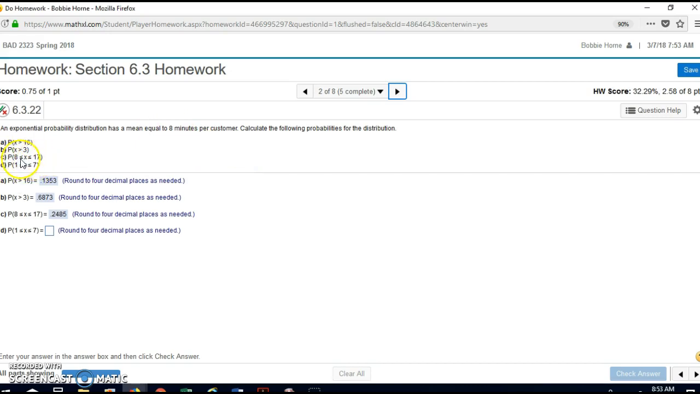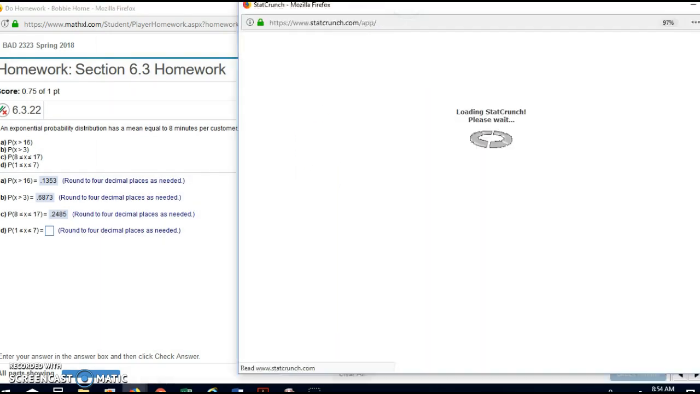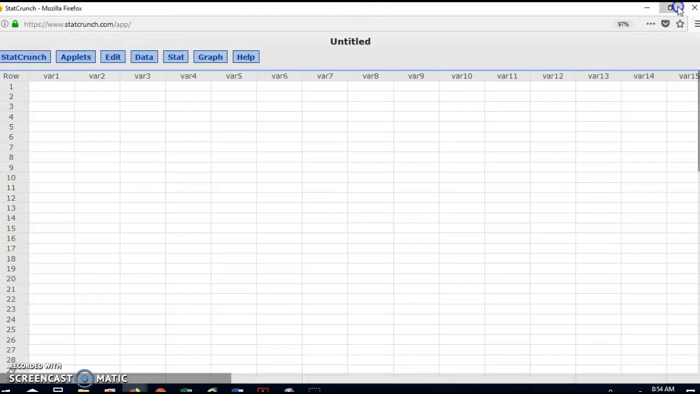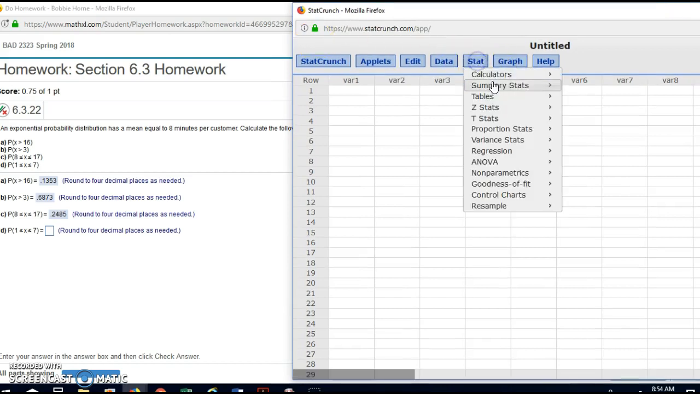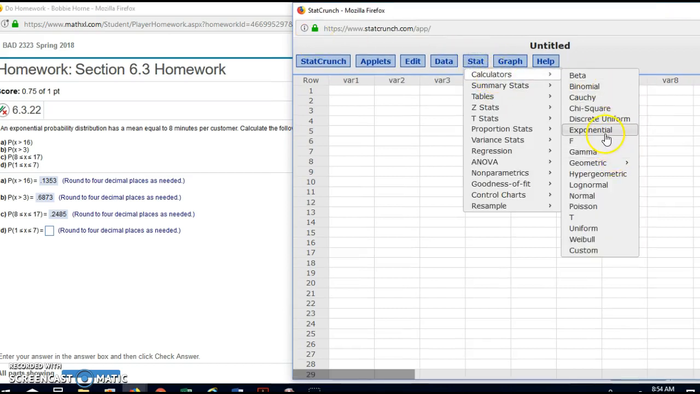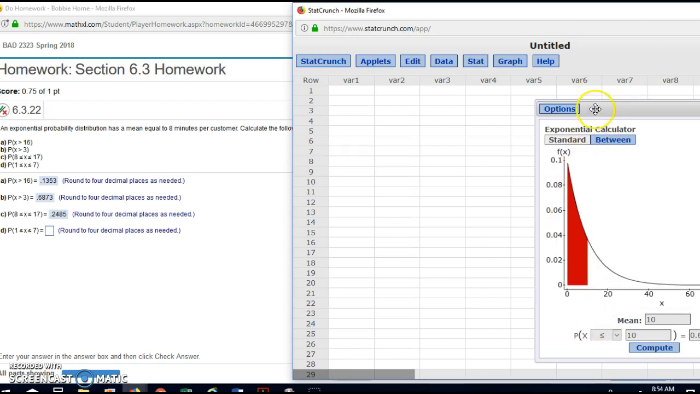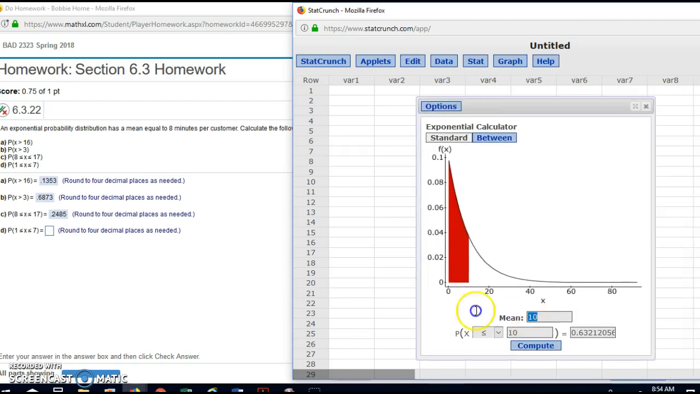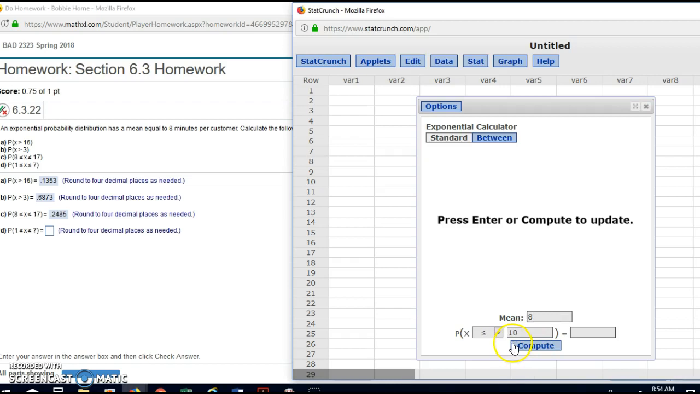Now, let's look at problem C here. You work it just like normal. You find the probability of 17, and you find the probability of 8, and you subtract those two. So, I guess I can do one real quick just to show you. I want to spend most of my time on the ones that you have to work by hand. But if you go to calculators and you go to exponential, put in your mean. Here it is 8. And then first let's do the 17.